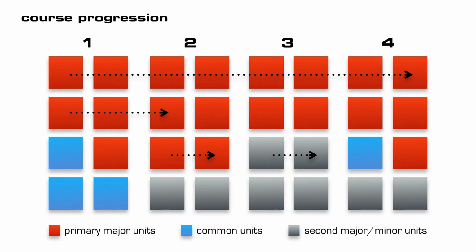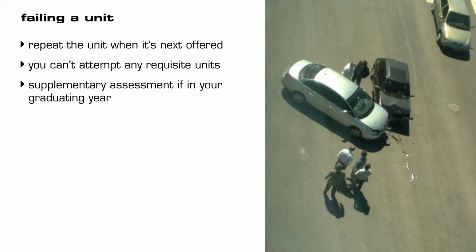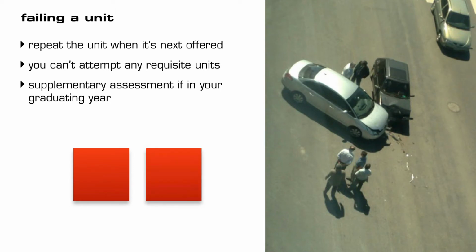So what does this do for your course progression? Well, it means that if you have some kind of hitch, if you fail a unit that is a prerequisite for a later unit, it's going to delay your progression. In fact, if you fail a unit, it's pretty much always going to delay your progression through the course. So when you fail a unit, you need to repeat it next time it's offered. And most units aren't offered more than once per year. So you won't be able to attempt any requisite units, any units that depend on that failed unit to proceed. So if you have a unit which is dependent for another unit, then simply you won't be able to enroll in it until you've completed that failed unit.